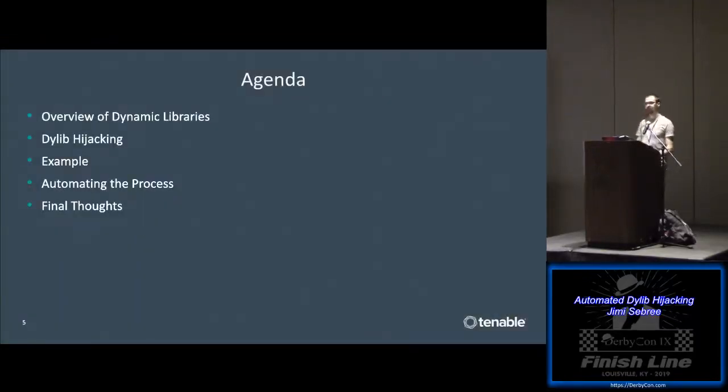For those that aren't familiar with dynamic libraries, I'm going to give a quick overview. I know we have some IT folks rather than developers in here, so I'll give just a quick conceptual overview of that, talk about hijacking them in general, and then talk about how I wound up automating the process.